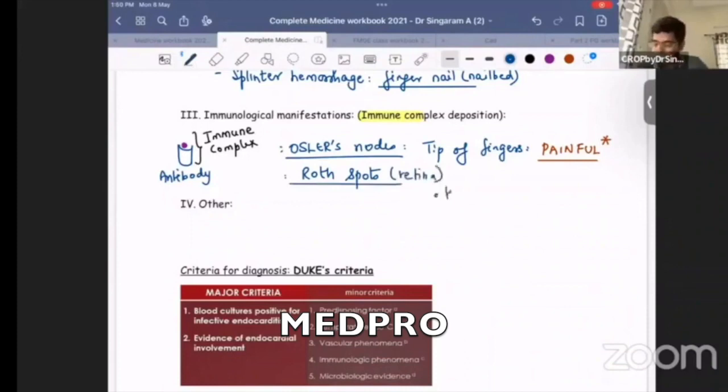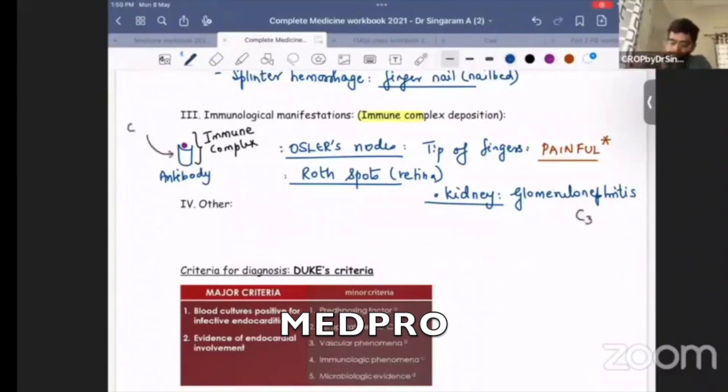And third thing is that in the kidneys, the immune complex can get deposited, and you can get glomerulonephritis. Now, I want you to answer one thing. Suppose you have a patient with glomerulonephritis in infective endocarditis and you're checking the C3 levels. What will happen to the C3 levels? Simple question. Whenever an immune complex is getting formed, C3 will be deposited in the immune complex. So whenever a lot of immune complexes are produced, the C3 level will be low. Very important MCQ question, previously asked also. This condition is characterized by low C3 levels.